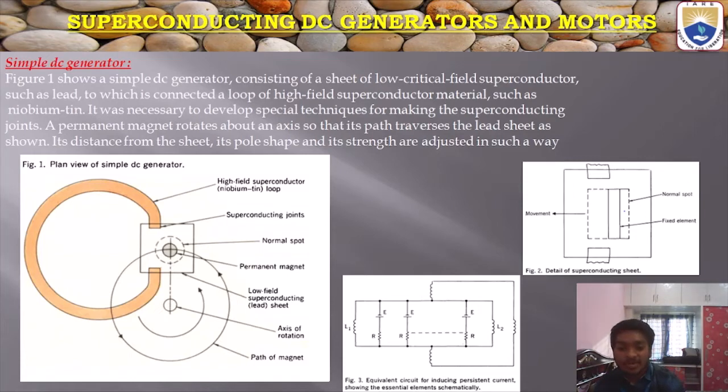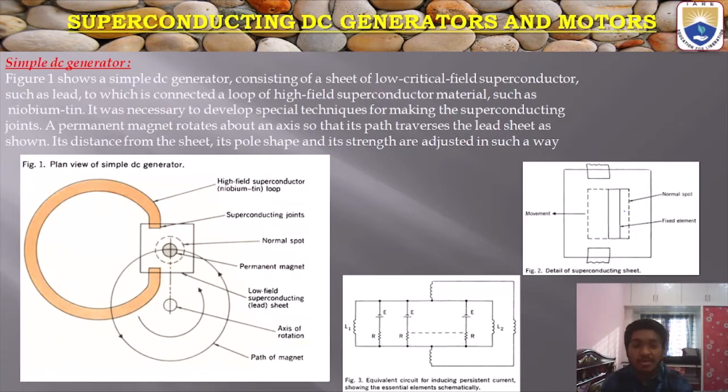Figure 1 shows a plan view of the simple DC generator. First, there is a high field superconductor niobium tin loop at the top. Next, superconducting joints are made. Normal spot, permanent magnet. The normal spot is just for spotting. The permanent magnet is covered by the low field superconducting lead sheet. This is the axis of rotation, and this is the path of the magnet, where the magnet will rotate.